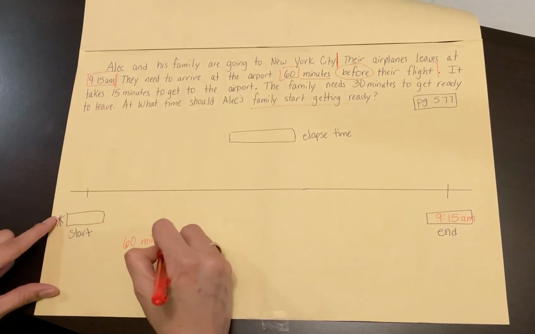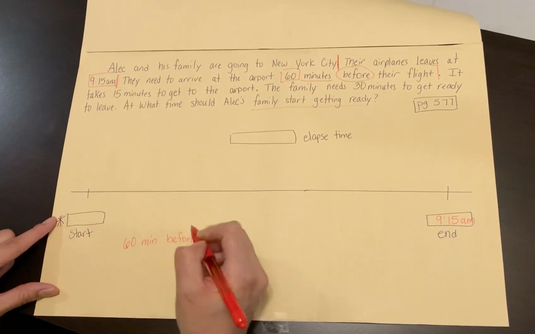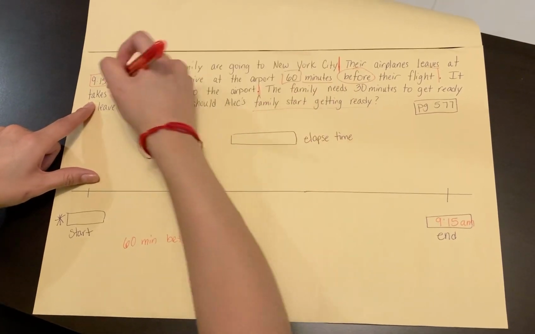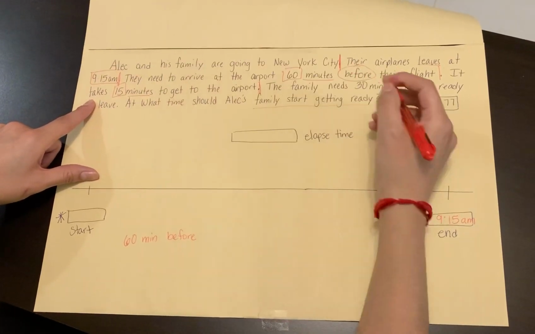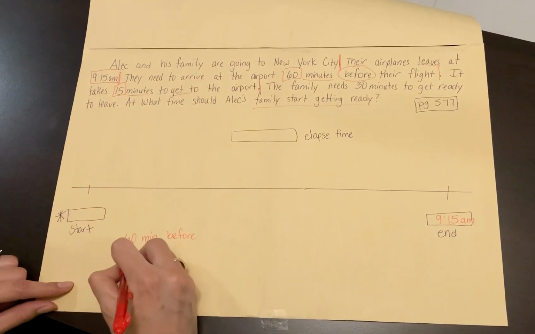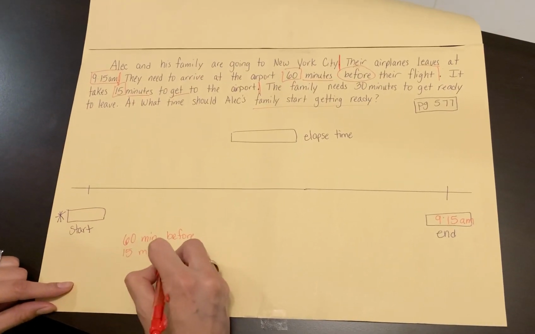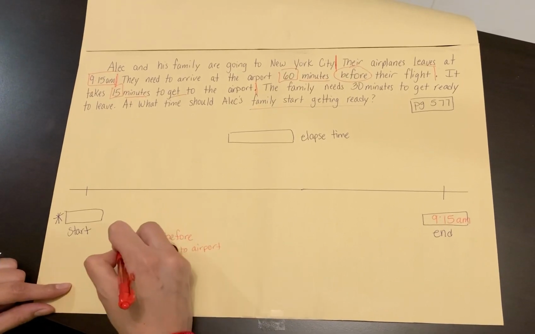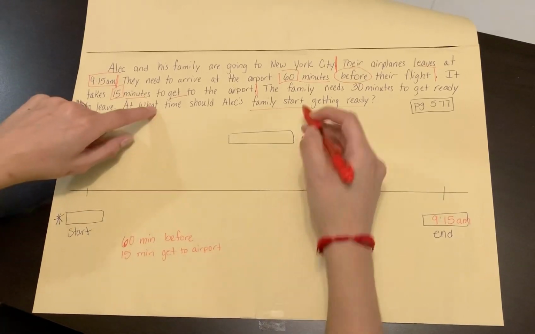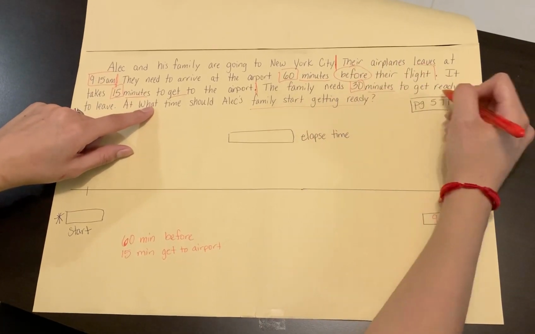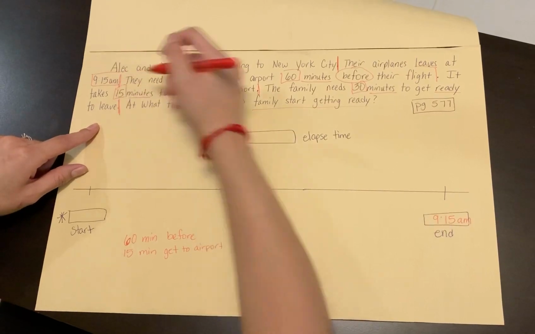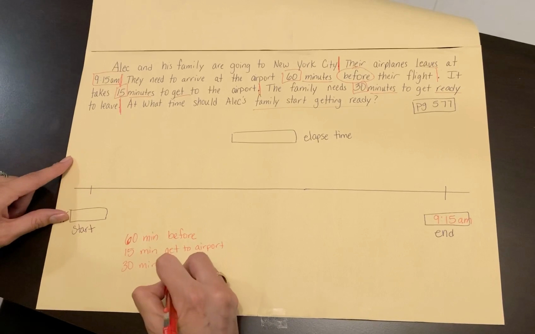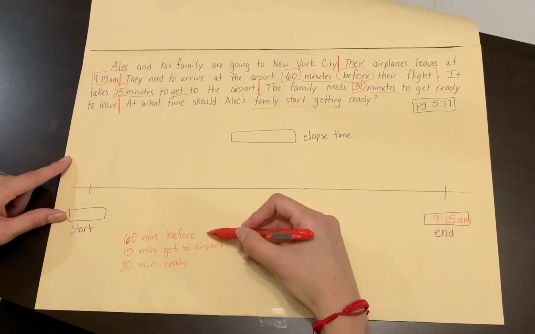They need to arrive 60 minutes before. It takes 15 minutes to get to the airport. This is the time that it takes them to get to the airport. So 15 minutes. Get to airport. The family needs 30 minutes to get ready. So now the last thing is 30 minutes to get ready. So we have 3 parts here.